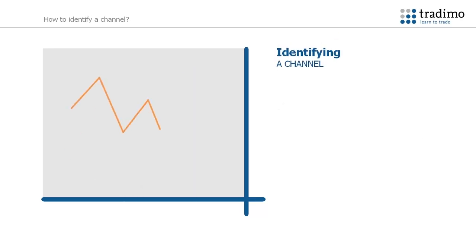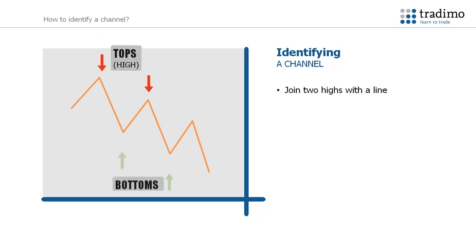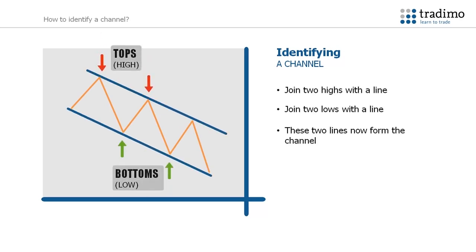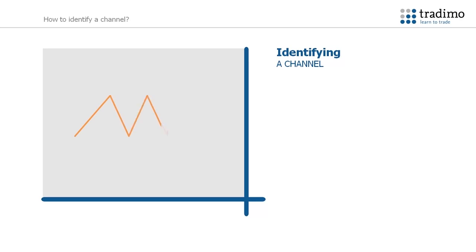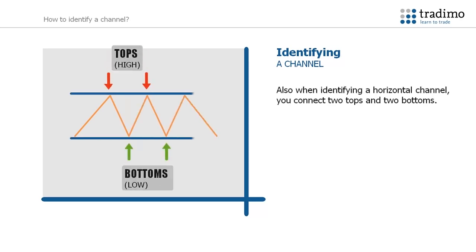When in a downtrend, there is no difference in drawing a channel. You again look for two tops and two bottoms. Then you connect the tops with a line and the bottoms with a line. And when the price is moving in a range, you again connect two tops and two bottoms with lines.